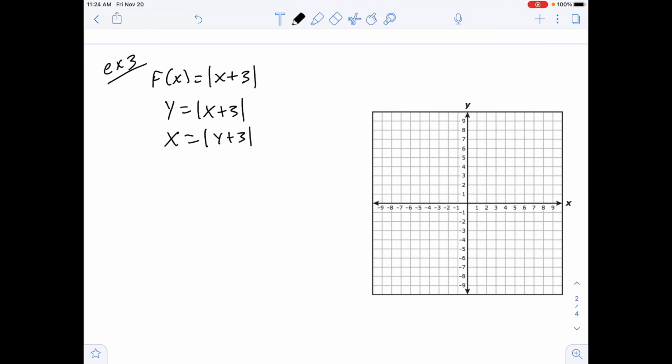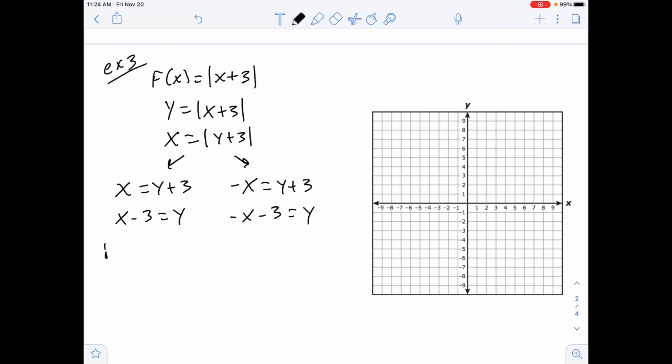Now when I solve this, remember with absolute value, you get a positive and negative case. So in order to solve this, I'm going to say that x is equal to y plus 3. I could just go ahead and get rid of the absolute value. Then I'm going to do the negative case, so I say negative x is equal to y plus 3. Now I'm just going to solve those. So when I do that here, I will get x minus 3 is equal to y. And then over here, I'm going to get negative x minus 3 is equal to y. So therefore, I have f inverse is equal to x minus 3, and on this side, I have negative x minus 3.